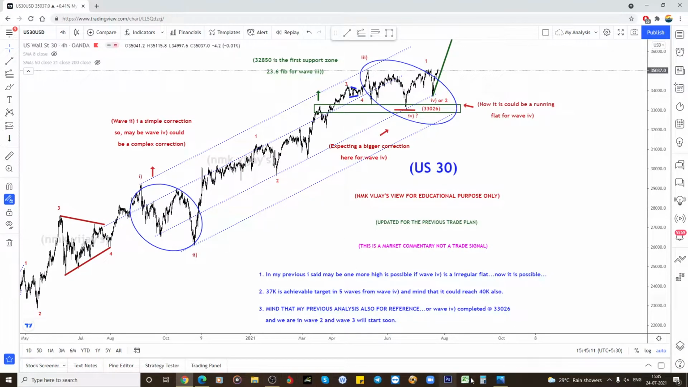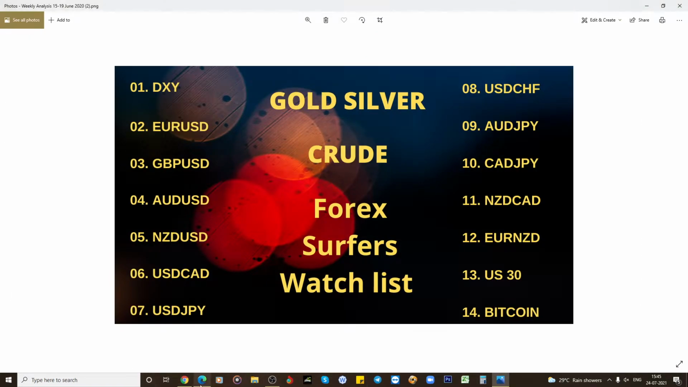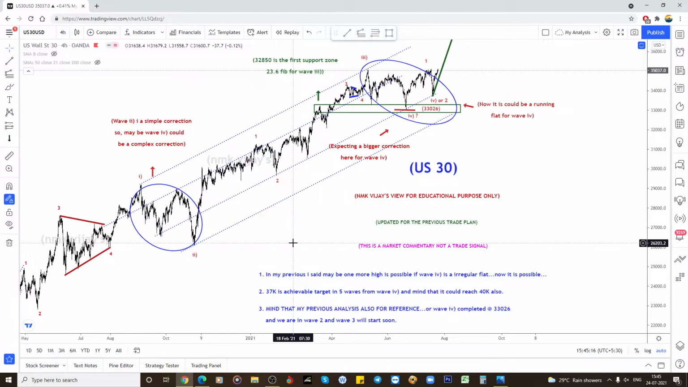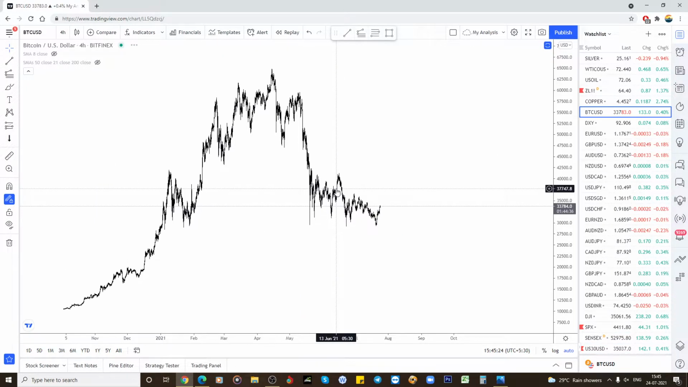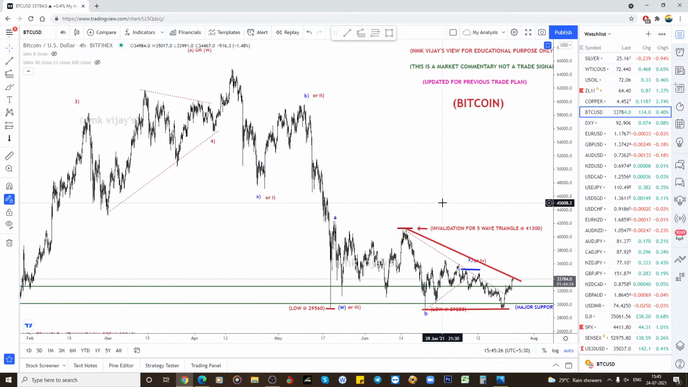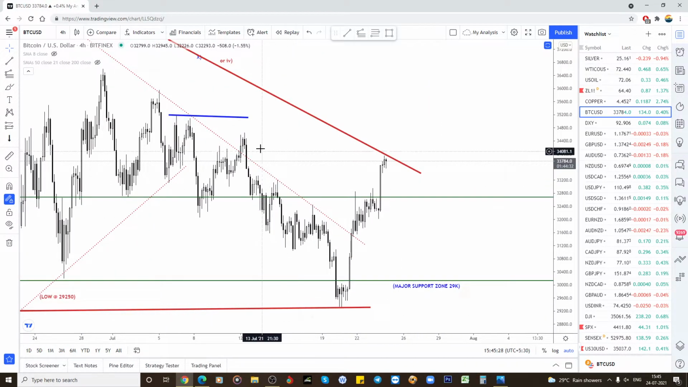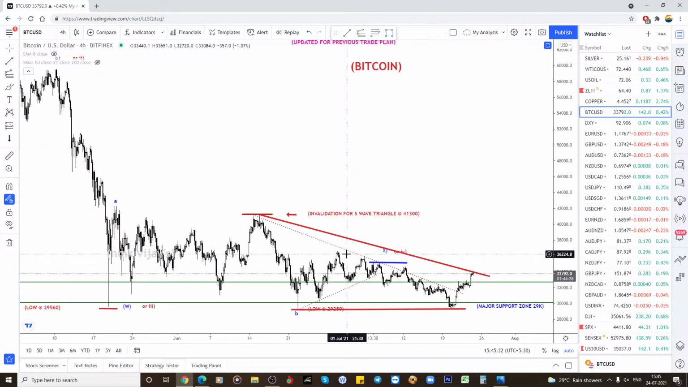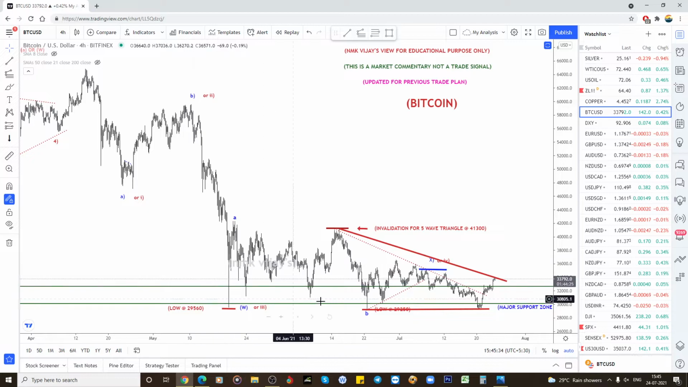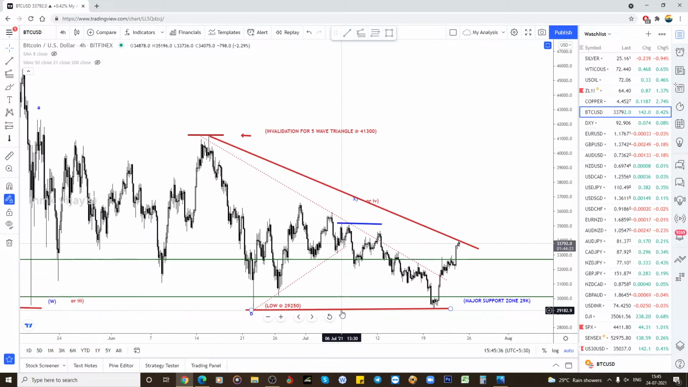So what else? Bitcoin, yeah. Here also I expected that Bitcoin, if it is a 9-wave triangle, would come as per that, but I didn't trade it. I only traded here, and immediately I booked the profit because I won't consider it here. But this is the lower level and there is a major support zone. I have explained that a lot of times. There's a major support zone.